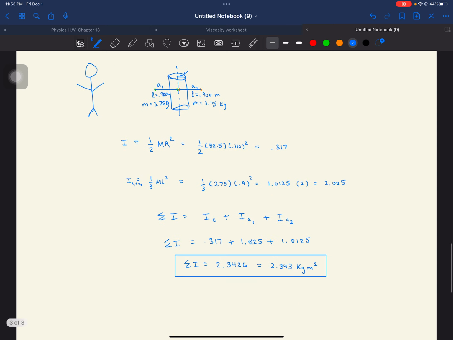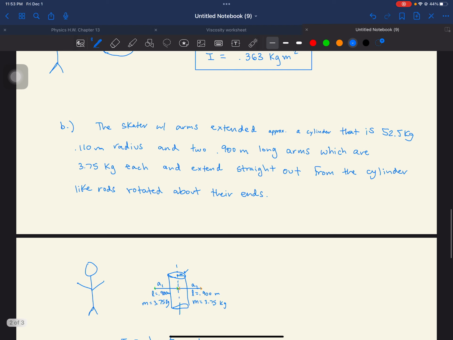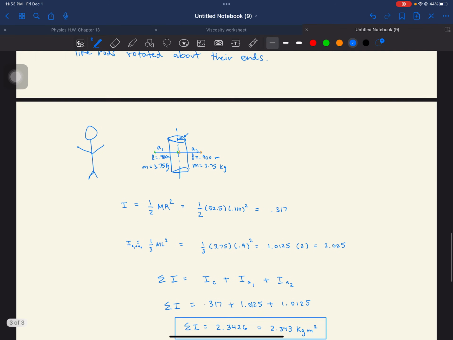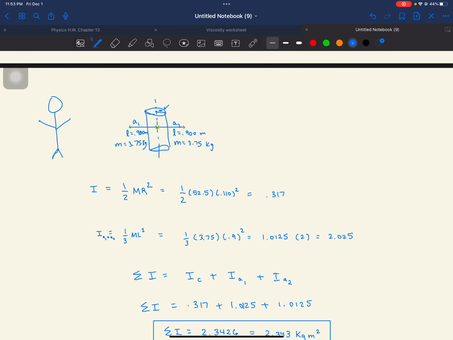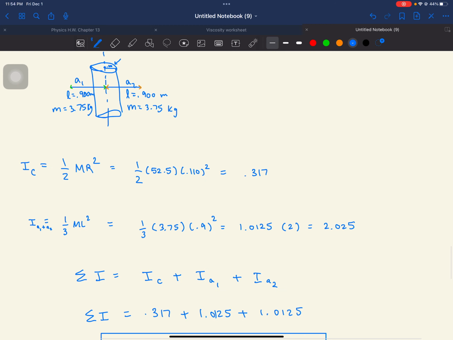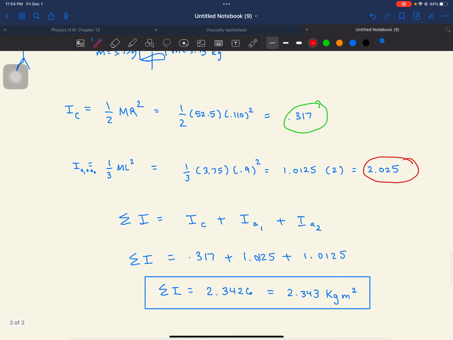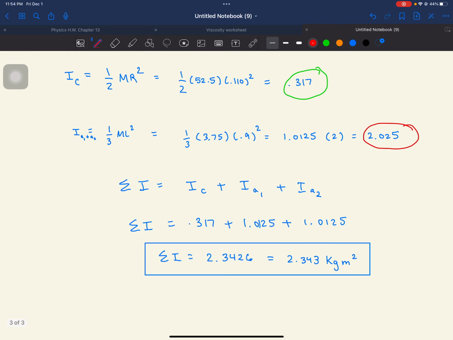For part B, which is right here, we were asked to find the total moment of inertia for both the skater, which is the cylinder, plus both of the arms. That's why we found the moment of inertia of the cylinder, which is right here, as well as for both of the arms, which is right here. This is the cylinder that I'm circling in green right now, and this is for both of the arms that I'm circling in red. If you add those two values together, you get 2.343 kilograms meter squared.